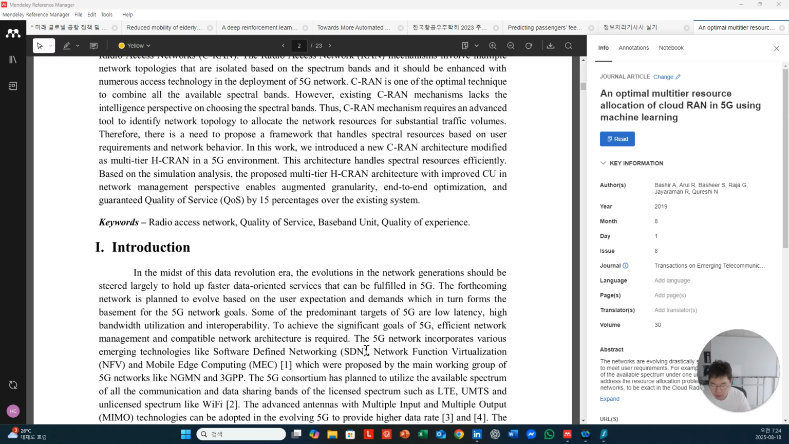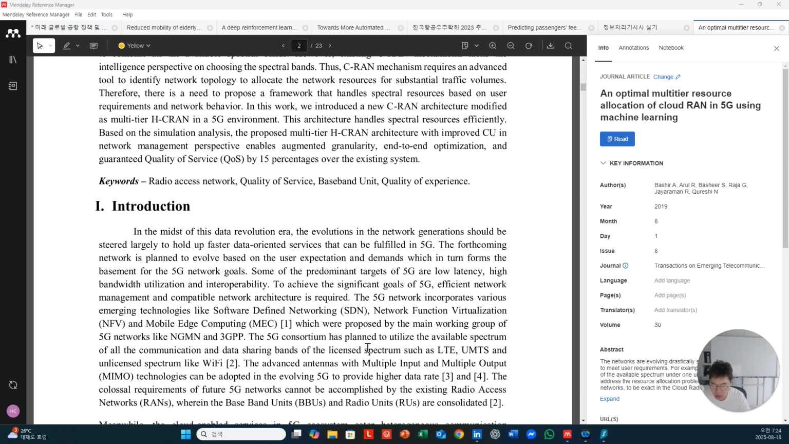The 5G network incorporates various emerging technologies like software-defined network (SDN), network function virtualization (NFV), and mobile edge computing (MEC), which are proposed by the main working groups of 5G networks like NGMN and 3GPP. The 5G consortium has planned to utilize the available spectrum of all the communication and data sharing bands of the licensed spectrum, such as LTE, UMTS, and unlicensed spectrum like Wi-Fi. Advanced antennas with multiple-input multiple-output (MIMO) technologies can be adopted in the evolving 5G to provide higher data rates [3], [4].